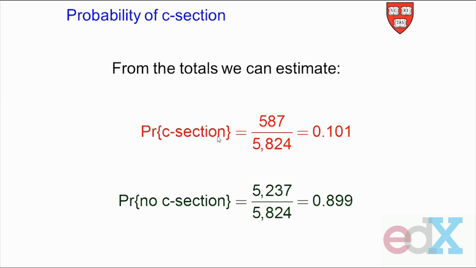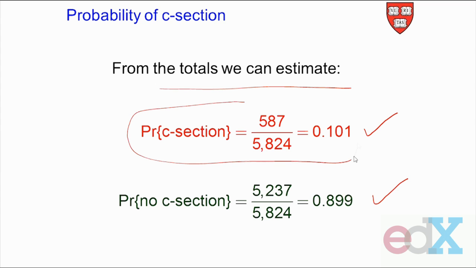So let's just play with the numbers instead of the bar graphs. From the totals, we can estimate the probability of a C-section. Remember we said that's roughly 10%. So that means the probability of no C-section is 0.899. So let's apply this probability of a C-section to each of the two groups, those who had the EFM and those who did not.